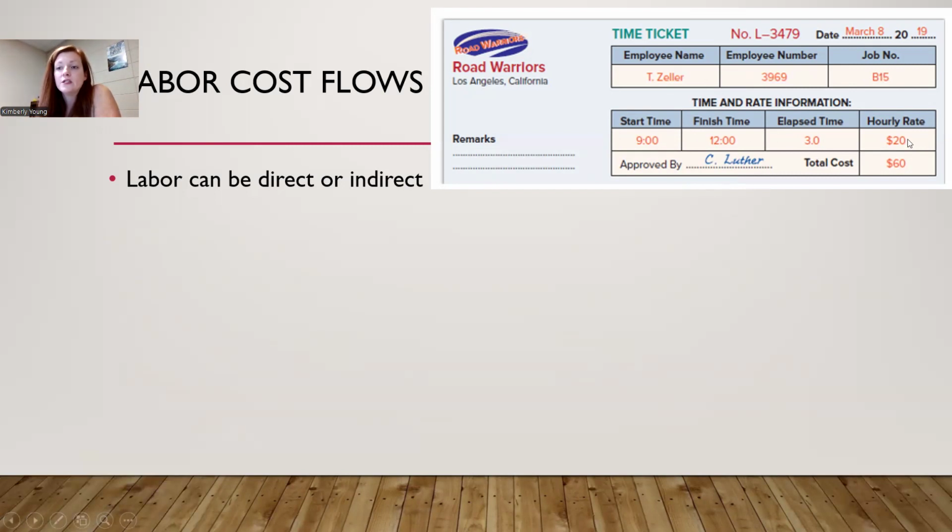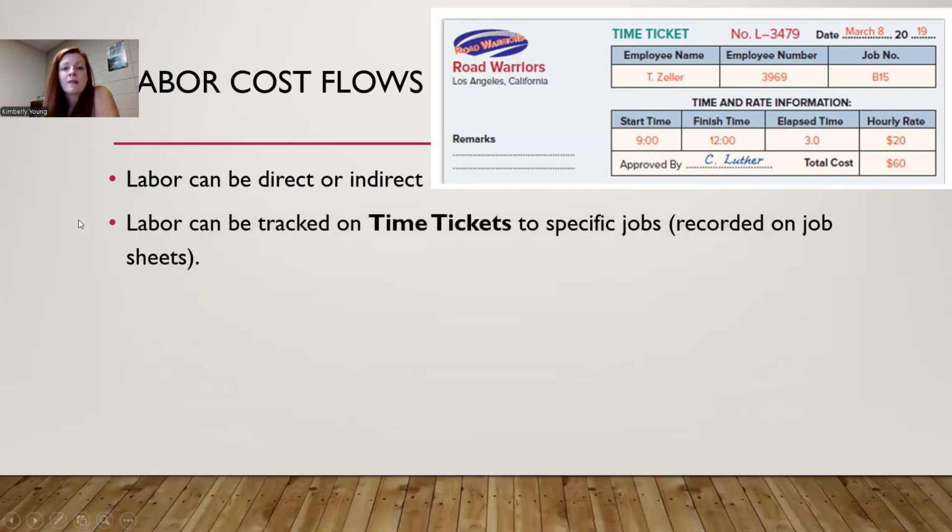It was 3 hours. He gets $20 an hour. So $60 of direct labor was put towards this job from T. Zeller. Maybe he didn't go home after that. Maybe he then clocked out of job B15 and clocked in to work on job B18, so that they could track that time separately. So that could be the case as well. So there's our time tickets.